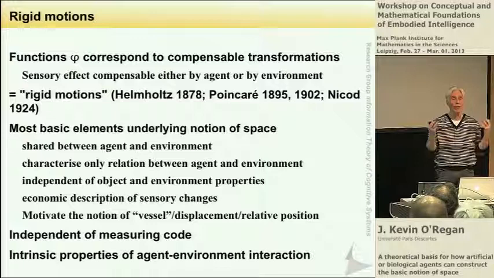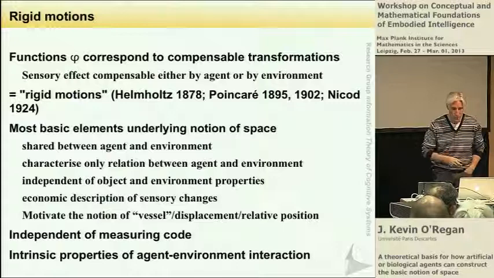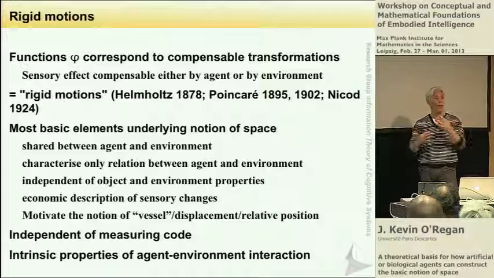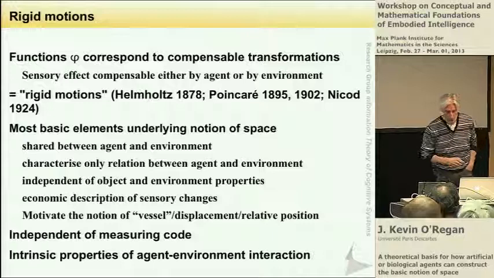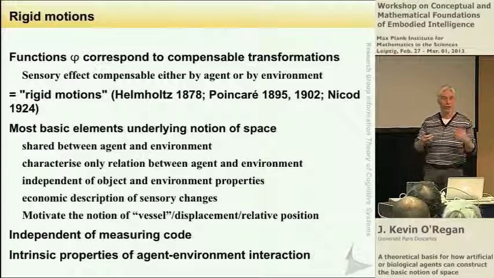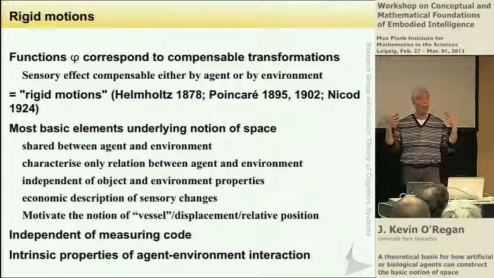And they only characterize the spatial relationship between the agent and the environment. As such, these rigid motions provide an economic description of sensory changes, much more economic than if you had to tabulate all the pixel changes in the sensory space. And they motivate the notion of vessel. Importantly, because they're based on sensory motor contingencies, which are intrinsic aspects of the interaction of the agent with the environment, they're independent of the code used by the agent in its visual system or whatever.